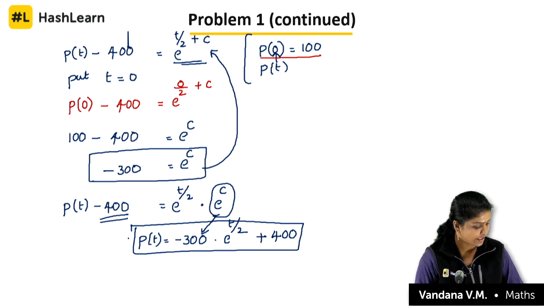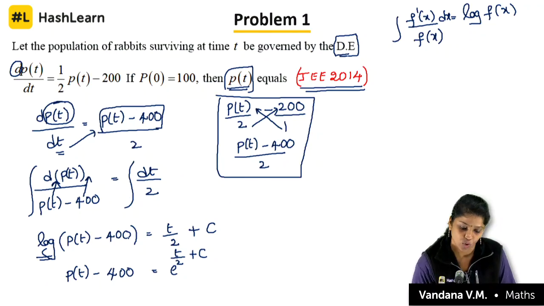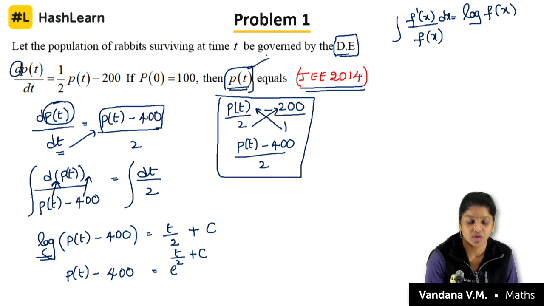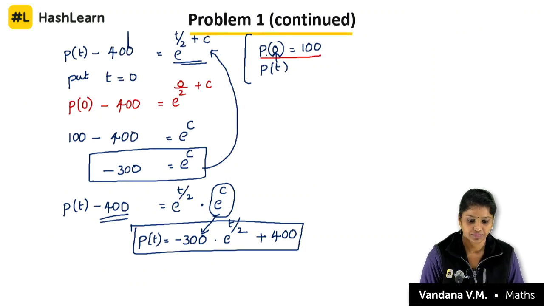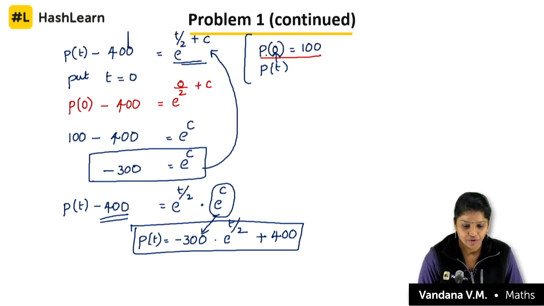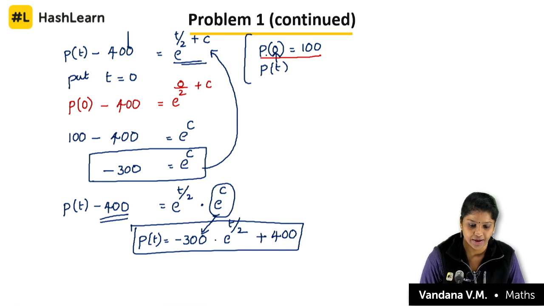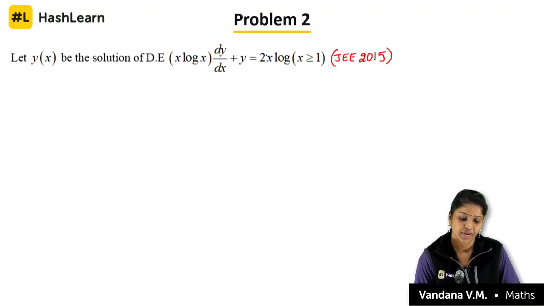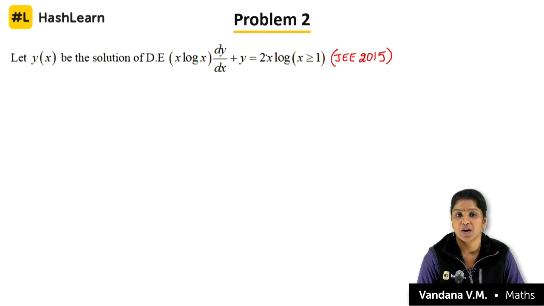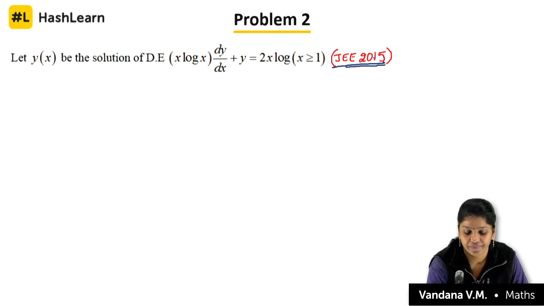So which answer is correct? You just go back and see which answer, no options, right? Yes, I have to find out only the p(t) value. Clear? Yes. Let us do the next one. Yes, somebody gave the answer 400 minus 300 e power t by 2. Yes, very good, Radhika. Next problem is a 2015 problem.